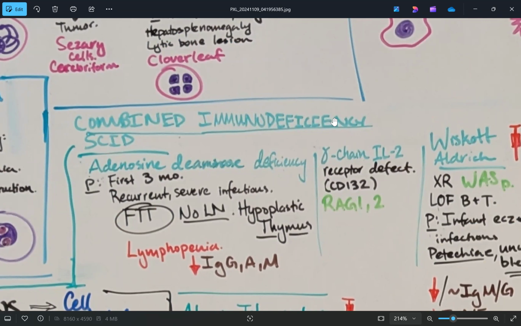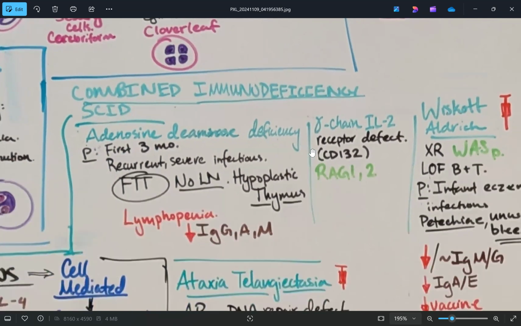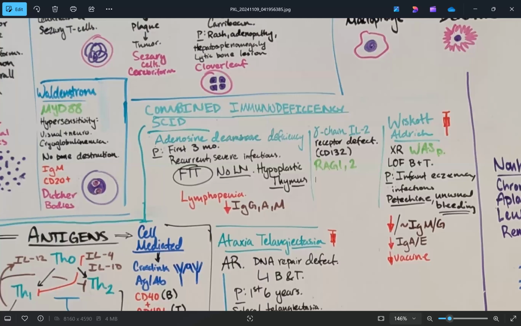You'll have no lymph nodes, because again, if you don't have any B cells or any humoral cell mediated immunity, it's going to be underdeveloped, and you also have a hypoplastic thymus, which is consistent with your lymphopenia, and with lymphopenia, you also have low levels of all your immunoglobulins. Your second SCID will be your gamma chain IL-2 receptor defect, which is also known as CD132, and it'll have your RAG1 and 2 defects as well.